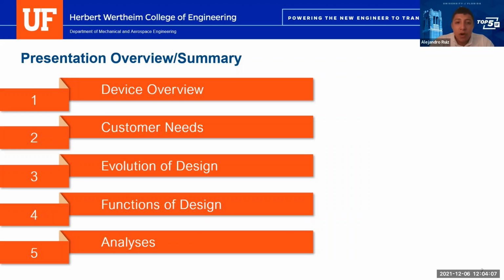Today my teammates and I will give a device overview where we explain the purpose of the design, what its main parts are, and a brief description of its functioning. We will also provide a list of the given customer needs and how these were met in the design process. We will then show the evolution of our design, beginning with what was provided as a guide up to the finished and fully functioning design.